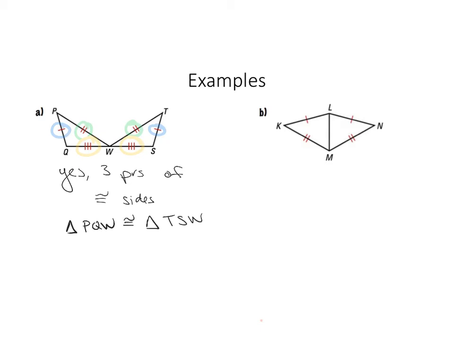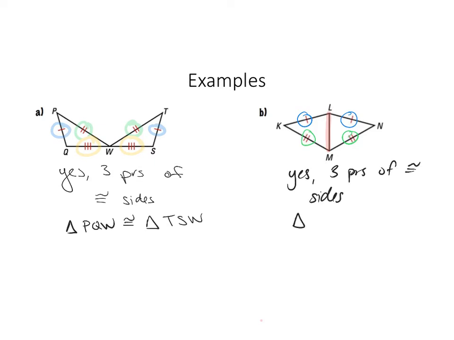For example B, I again have 1, 2 pairs of congruent sides, and then it's a little bit of a hidden thing, but side LM is on both triangles, and because of the reflexive property of congruence, it is congruent to itself. So the answer to this one is also yes, because we have 3 pairs of congruent sides.